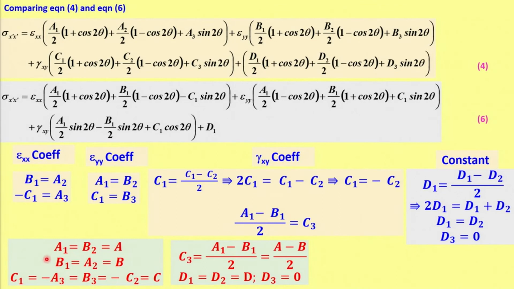If I summarize, I get a1 equal to b2 equal to a, b1 equal to a2 equal to b, c1 equal to minus a3 equal to b3 equal to minus c2 equal to c, c3 equal to a minus b by 2, d1 equal to d2 equal to d, and d3 equal to 0.